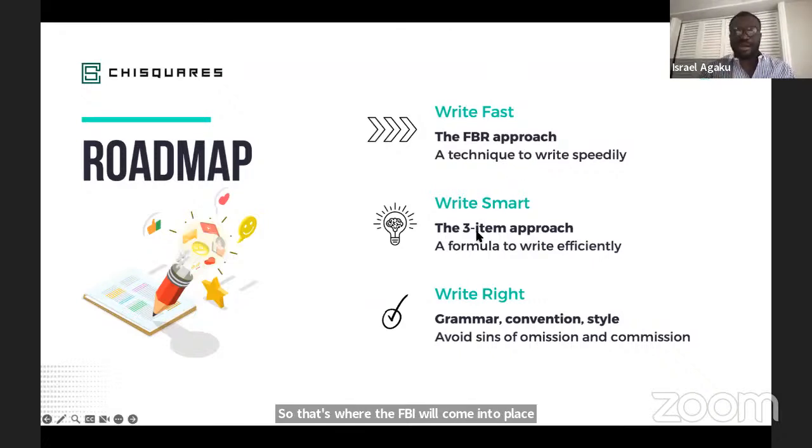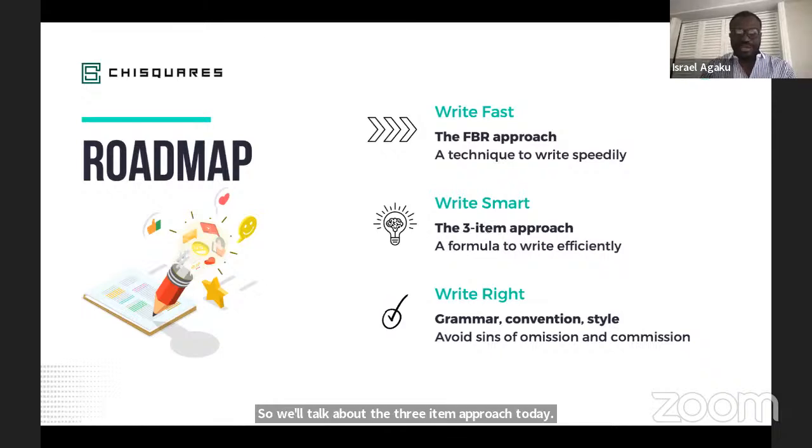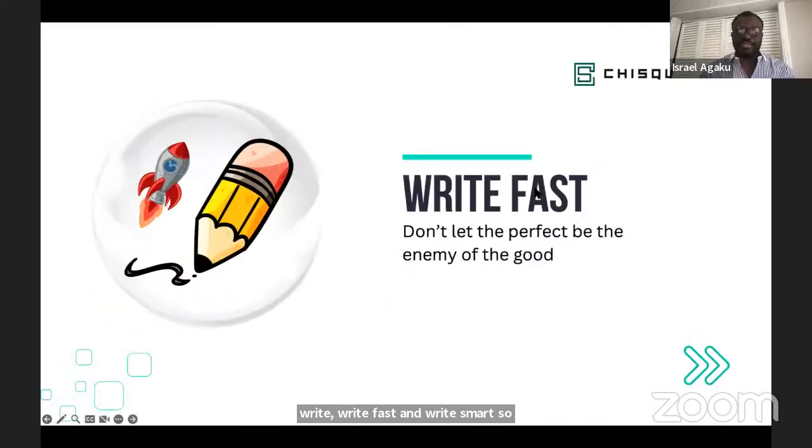Then you also have to write smart, right? So again, we've established that writing is hard. So the easy way to solve that problem is to have a framework which can guide us in writing. So we'll talk about the 3-item approach today. And then write right. It doesn't help us if you write fast, but it's nonsense. That doesn't help anyone. So we need to have a framework where you can write right, write fast, and write smart. So how do you avoid sins of omission and commission when you write?